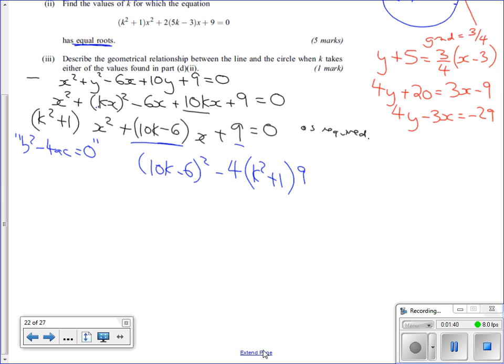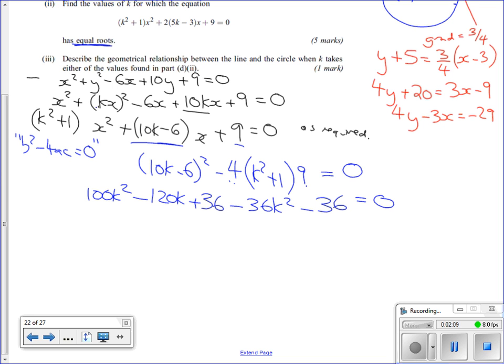Let's multiply this out. So multiplying that out, we get 100k squared, minus 60k, minus another 60k is minus 120k, plus 36. And we've got minus 36k squared and minus 36 altogether. Oh, and I forgot, like before, I want this to equal 0 because we want equal roots. What are we getting then? That is 64k squared, isn't it? That's minus 120k. Oh, and the 36 is cancelled out. Lovely.